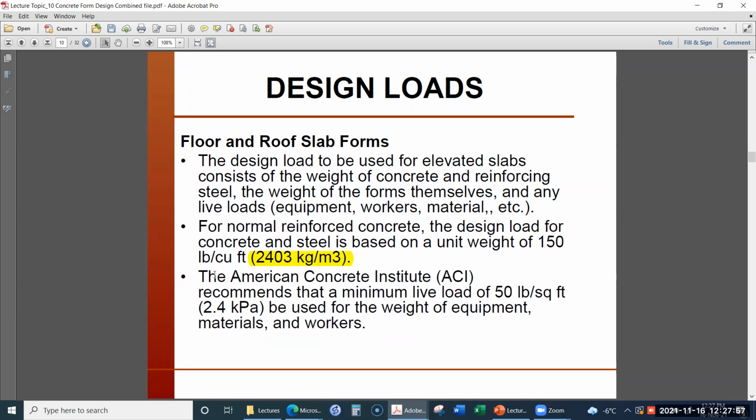The American Concrete Institute, ACI, recommends that a minimum live load of 2.4 kilopascal should be used. So live load is because of the people walking on the formwork, the equipment moving, etc. It is used for the weight of the equipment, materials, and workers. Okay. So the dead load will be based on 2403 kilograms per cubic meter, and then we can multiply it with the area or the length, and the live load is as given by the codes.